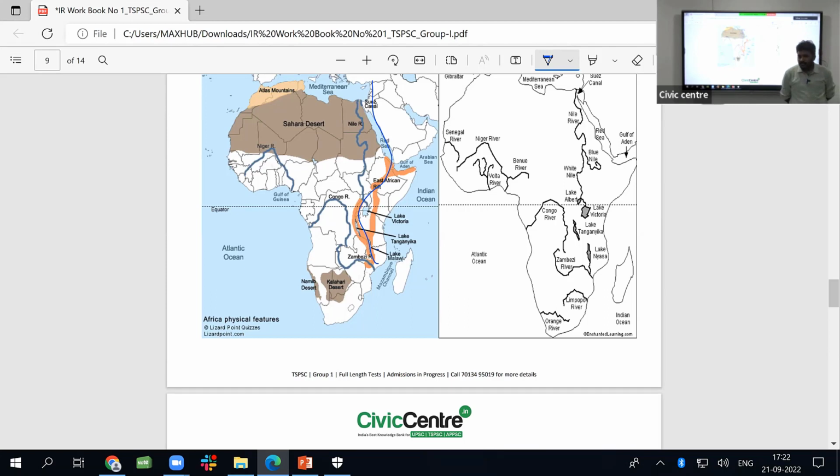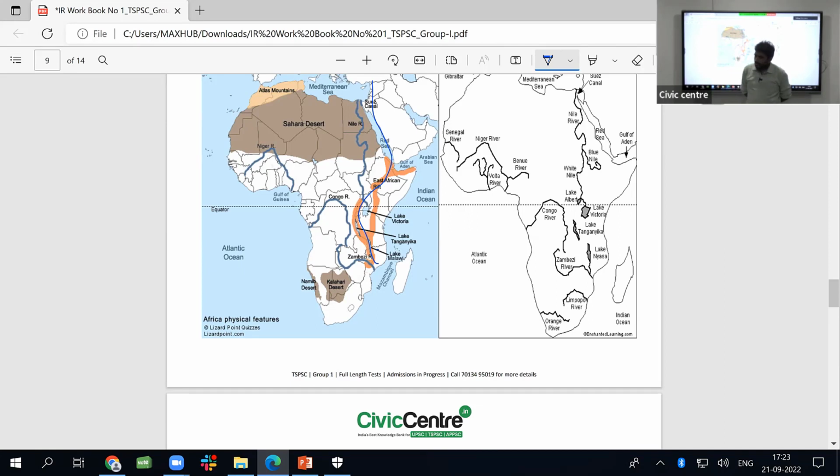Now there are some important islands on the western side of Africa. Azores Islands, try to locate them in the Atlantic Ocean. Azores, Canary, Cape Verde, St. Helena, on the western side of Africa in the Atlantic Ocean. Saint Helena, tell me, is it located on the eastern side of the prime meridian or the western side? Western side, yes. Western side of the prime meridian.